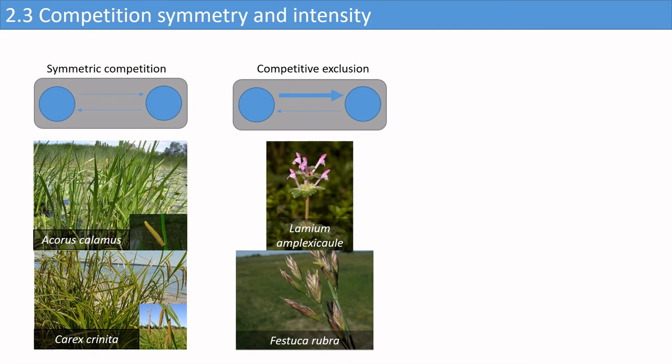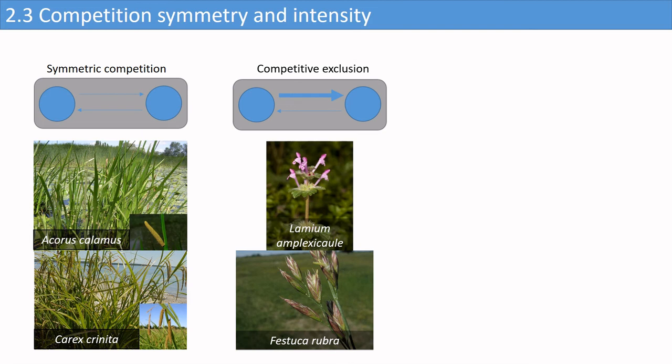One of the species is excluded from the habitat. We will see this in quite a lot of detail in the third lecture of competition. It is the case of Lamium amplexicaule, which is not competitive at all. The moment other plants start to invade its habitat, it simply disappears, and any grass that might invade Lamium's habitat, such as Festuca rubra.